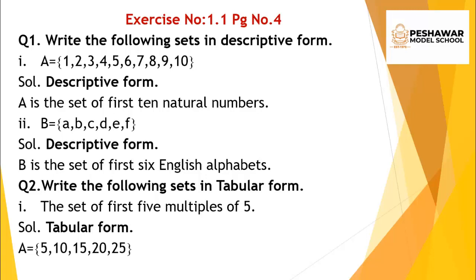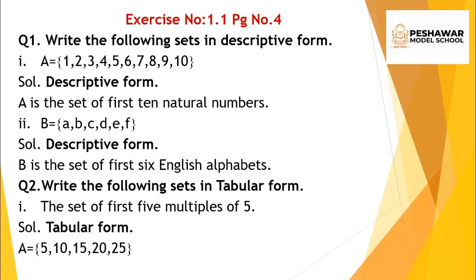In which form do we have to write here? Descriptive form. So our answer is A is the set of, what is this? It is a natural number. A is the set of first 10 natural numbers. How can we convert it into descriptive form? A is the set of first 10 natural numbers.